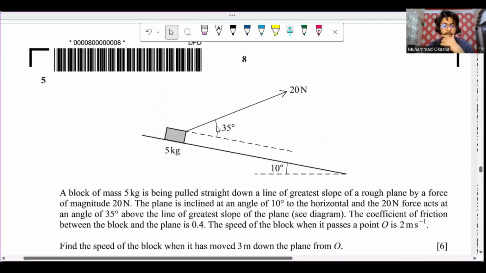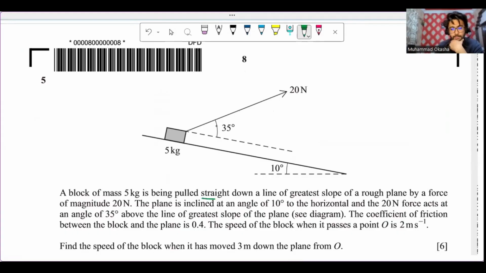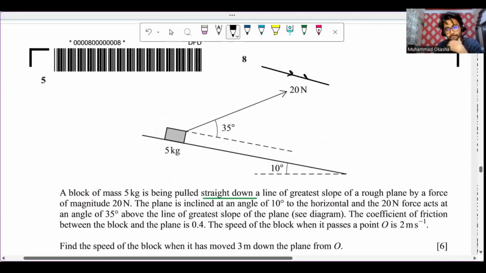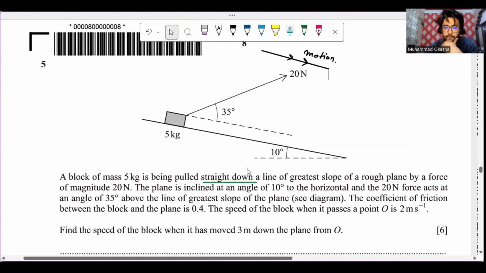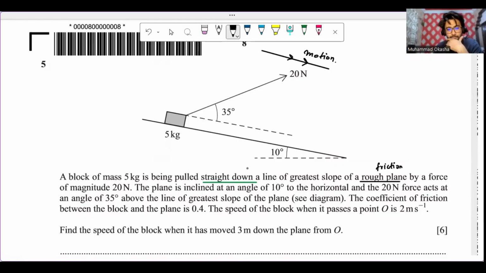A block of mass 5 kilogram is being pulled straight down a line of greatest slope, so it is being pulled down, right? So the motion is in the downward direction. This is the direction of motion. Line of greatest slope of a rough plane, which means the plane has friction, by a force of magnitude 20 newtons.